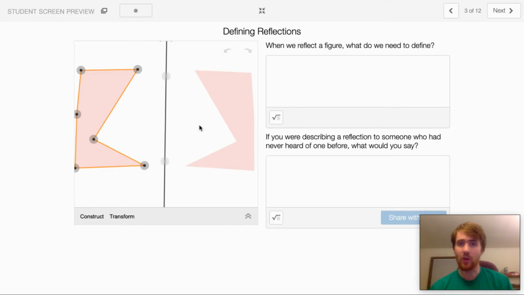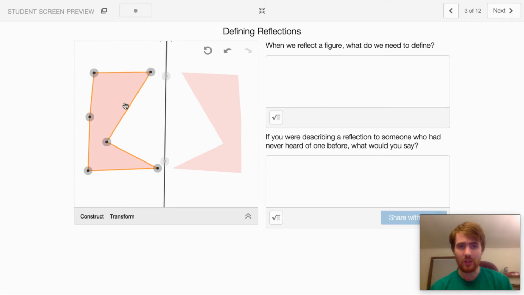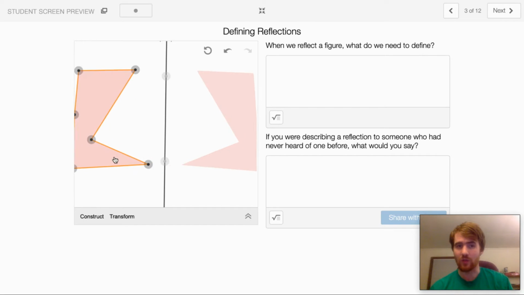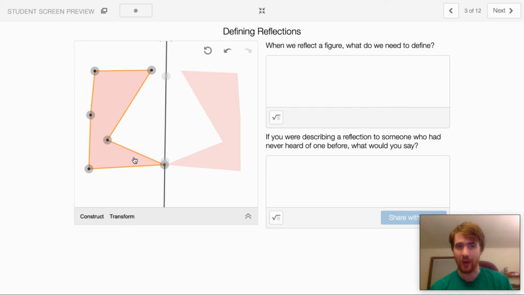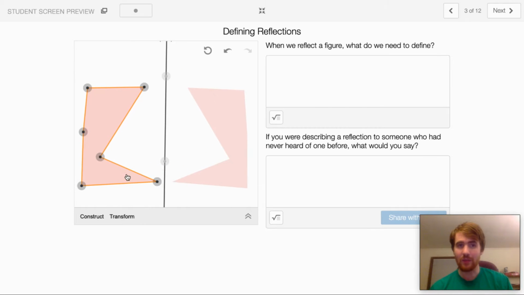So again, if you're going through this because you missed class, make sure you're answering all these questions, and make sure you're thinking specifically about exactly how you would describe a reflection to someone who hadn't heard of one before. One really important note is you'll notice the closer the figure gets, the closer the reflection gets, right? So if we move further away, it moves further away.